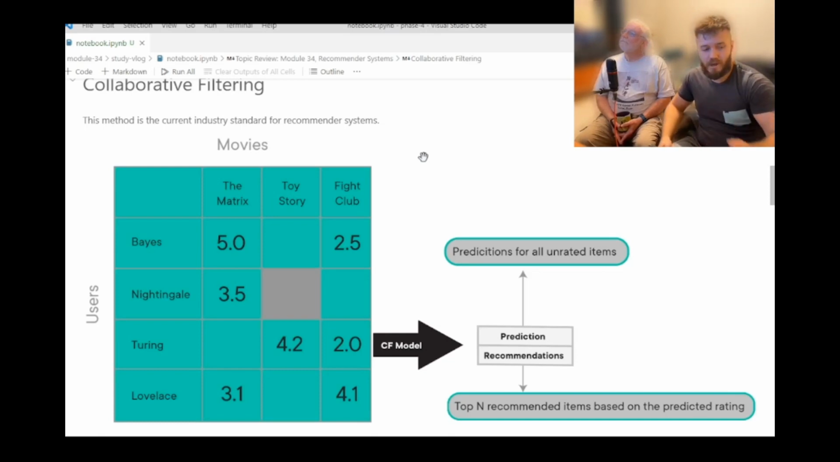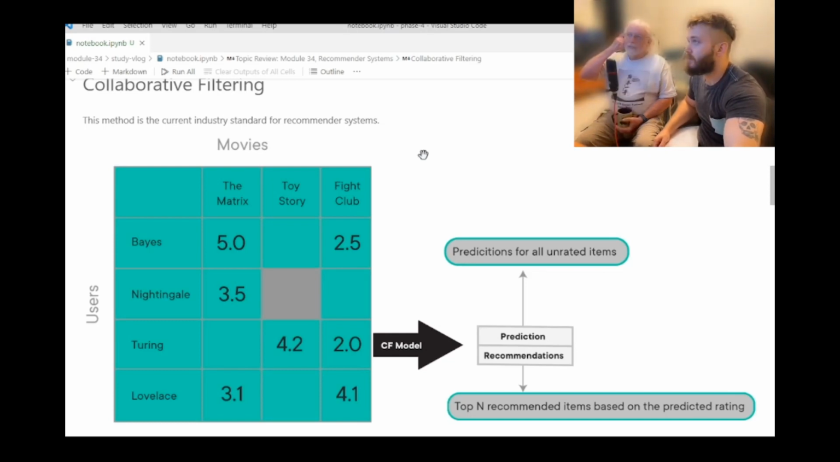So you can imagine with the right kind of math, you could calculate what that gray square would most likely be, because you have similar items and similar users. So that's what you're trying to determine at this point: what his rating would be if you were to watch it.